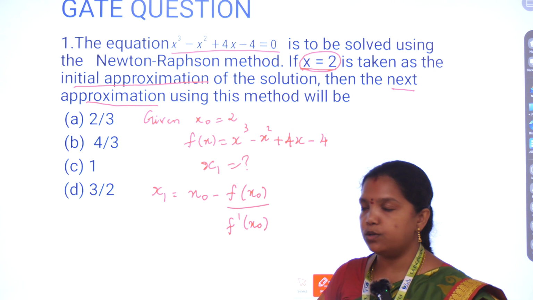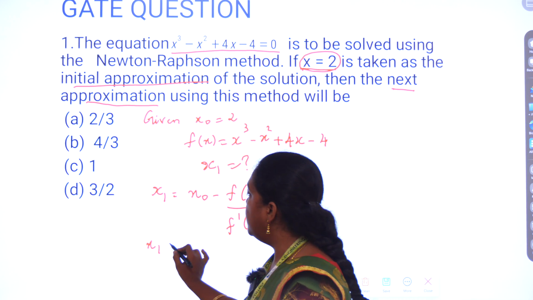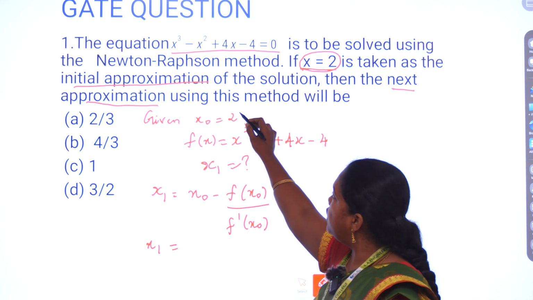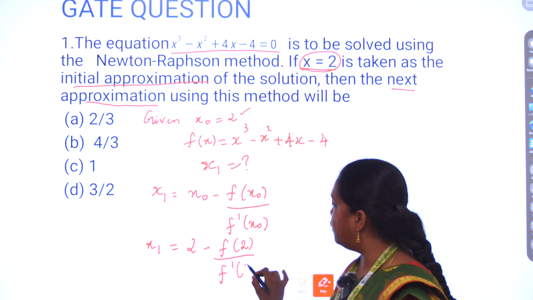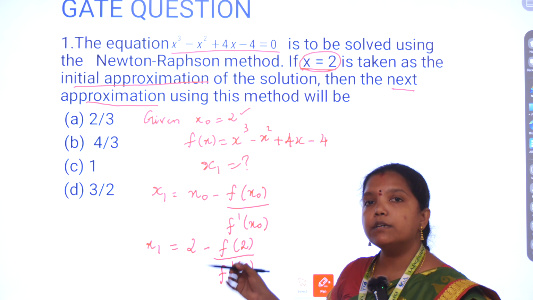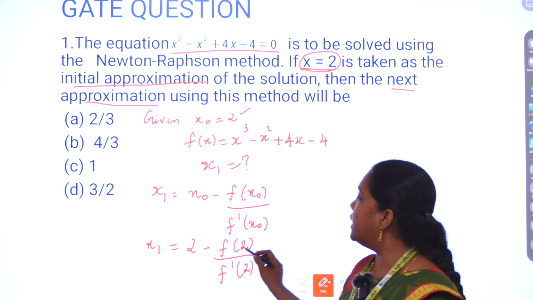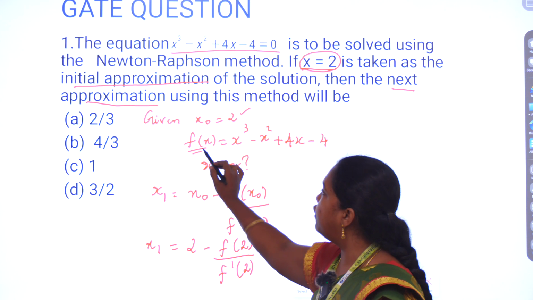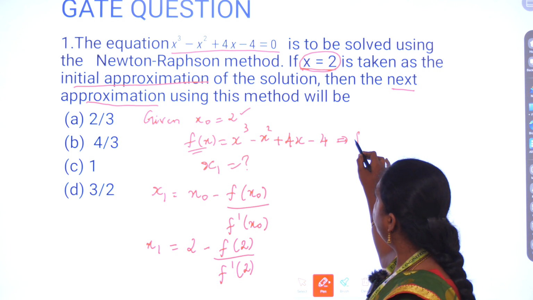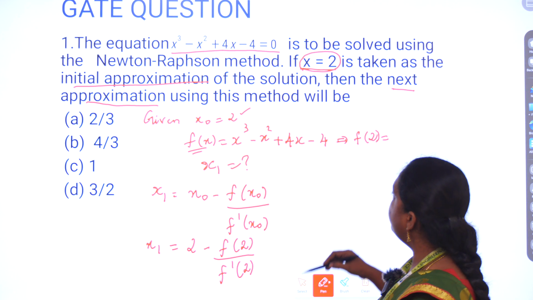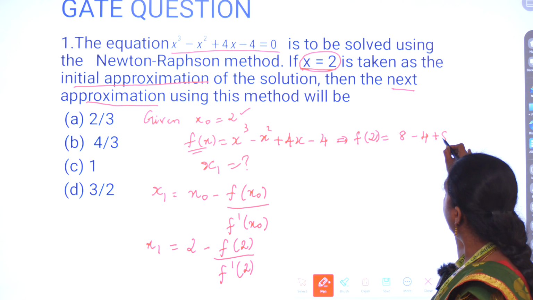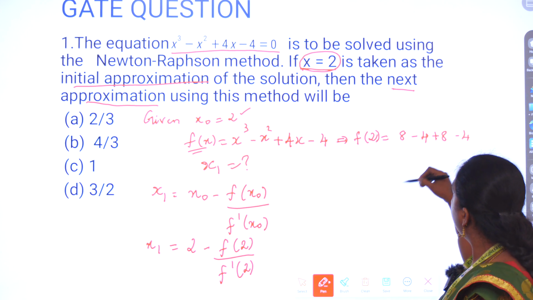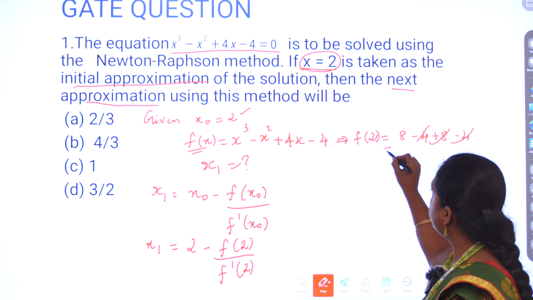So we know x0. Substitute the x0 value in x1. x1 is equal to 2 minus f of 2 divided by f dash of 2. So we need to know f of 2 and f dash of 2. Substitute x0 equal to 2 in the given equation f of x, we will get f of 2. So f of 2 is equal to 2 cube, 8, minus 2 square, 4, plus 4 into 2, 8, minus 4, which is equal to 8.